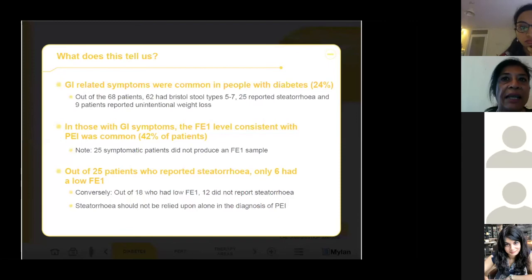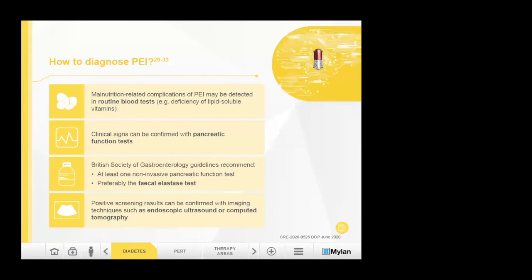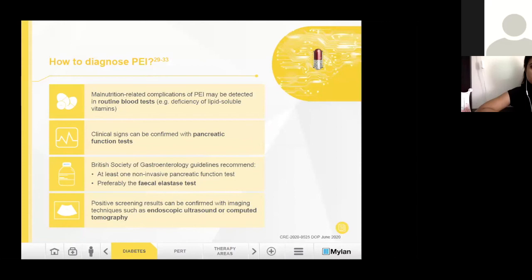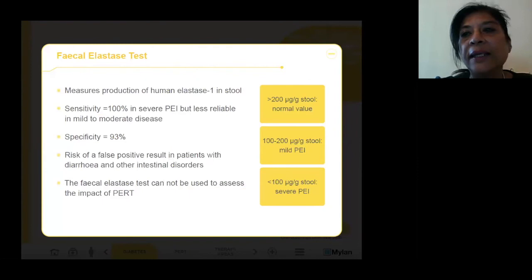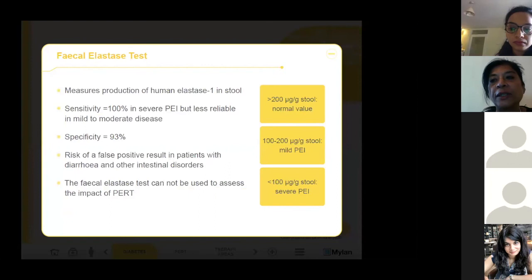And then again, how would you diagnose PEI? The British gastroenterology guidelines recommend a non-invasive pancreatic function test, preferably a fecal elastase test, which is one sample and an easy test. So again, according to the guidelines, if the result is over 200, then it's normal. If the patient's reading is between 100 and 200, that patient has mild PEI. And if it's less than 100, the patient has severe PEI.